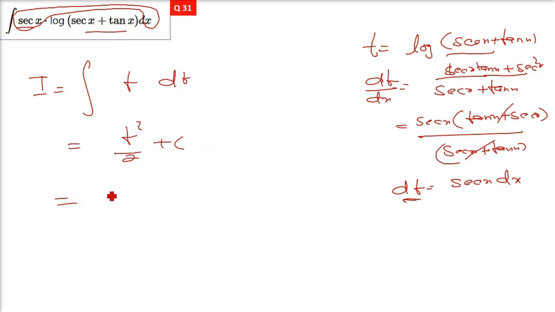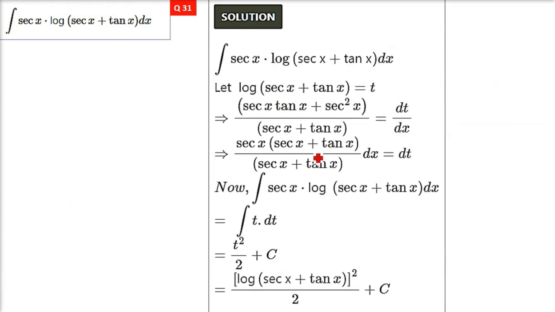What is t? t was log of sec x plus tan x. Please write it inside the modulus, that will be better. Log of sec x plus tan x, and then you can take any brackets and then square it. Rather than dividing it by 2, place a half in front. That will be better to write and it looks good also. So this is the result I was talking about. So this only, log of sec x plus tan x, if you place it as t, you will get the result.